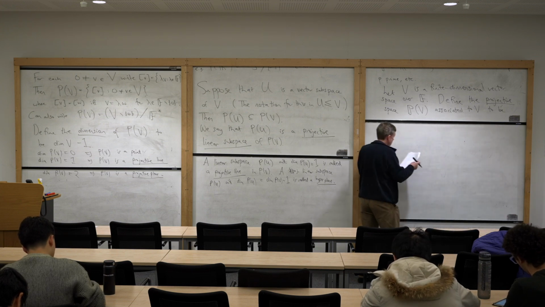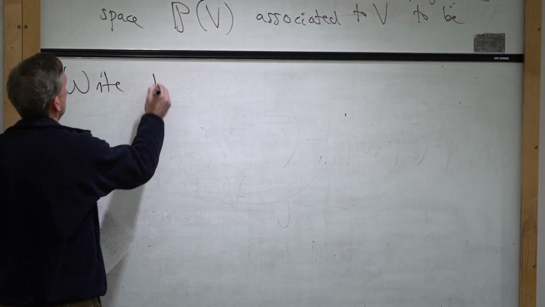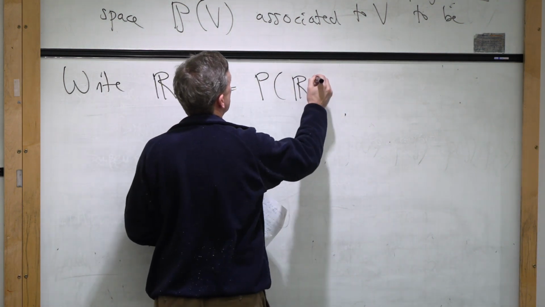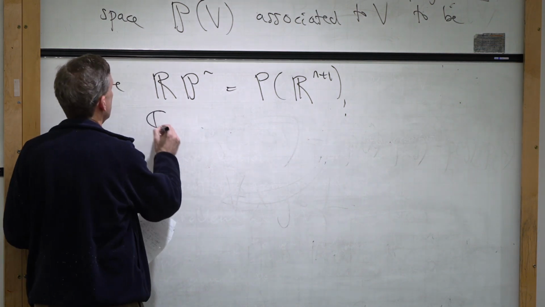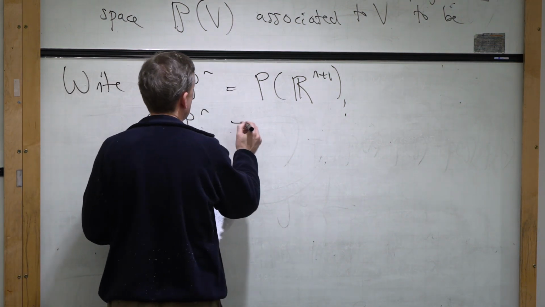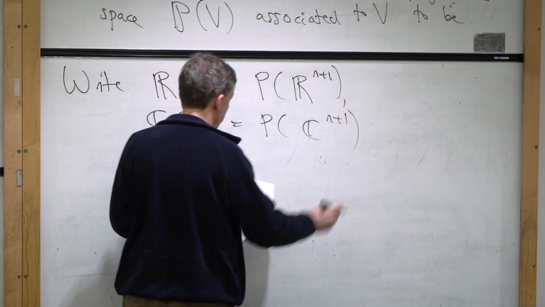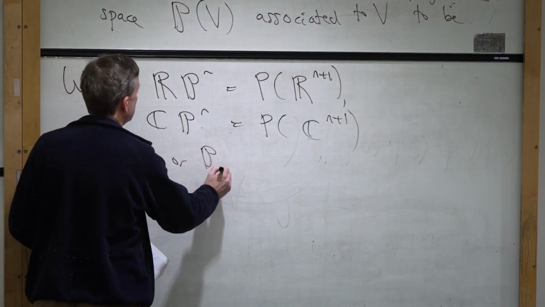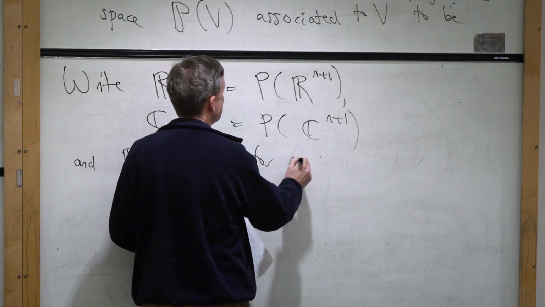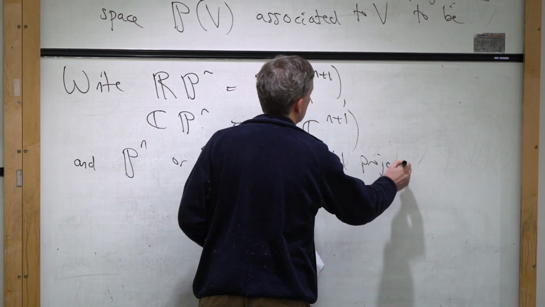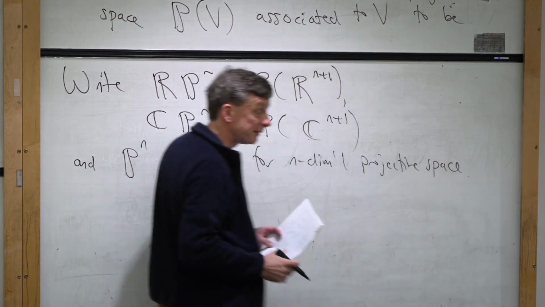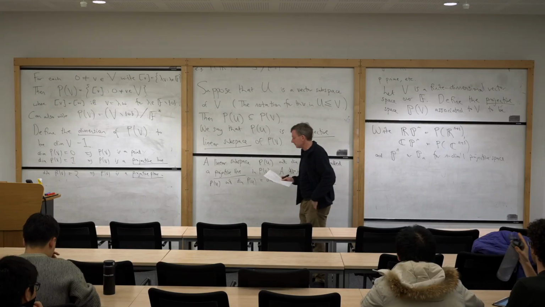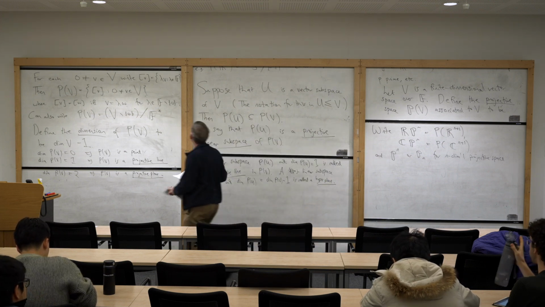And some common notation: RP^n, in blackboard bold, is the projective space of R^(n+1). CP^n is the projective space of C^(n+1) when our field is the complex numbers. And P_n, or P lower n, for n-dimensional projective space if you're not specifying your field. I prefer superscripts, but I think Hitchin writes P lower n in his notes. All right.